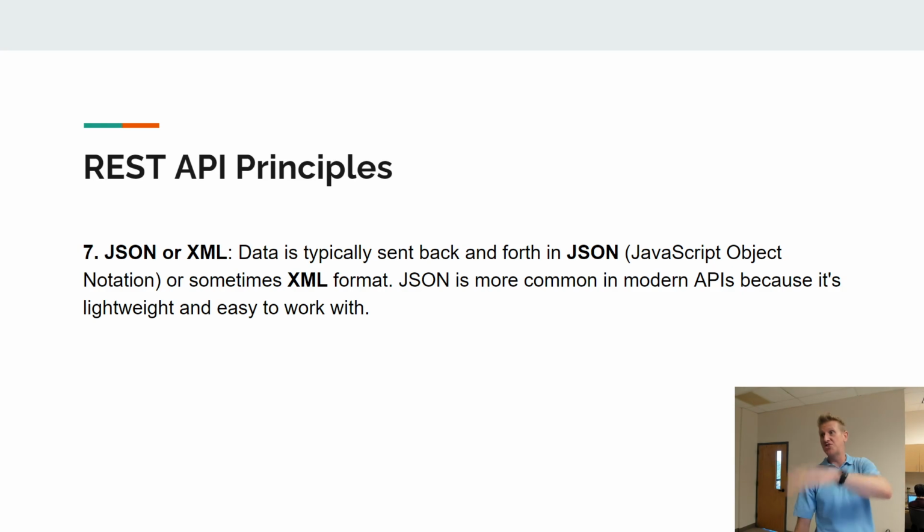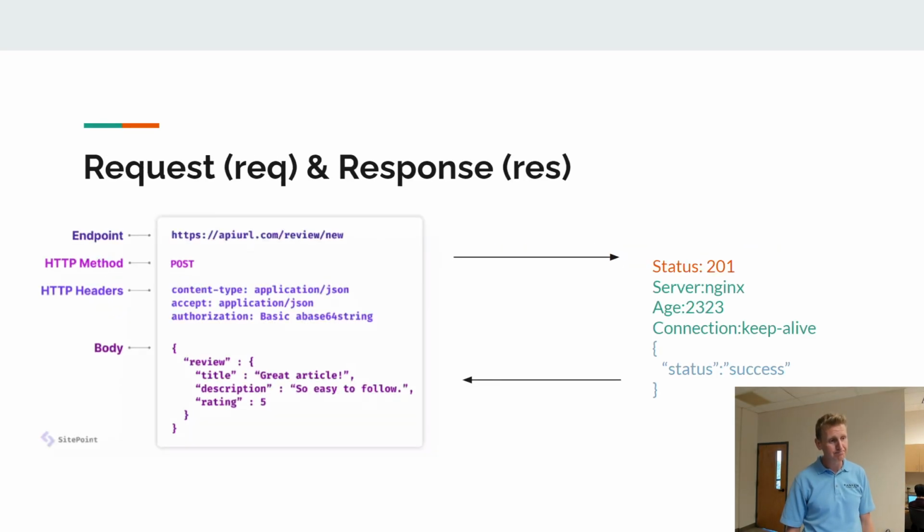REST loves JSON, JavaScript Object Notation. They look just like JavaScript objects, right? Remember, JSON is formatted key value pairs. There are no methods in JSON. It's just data. So RESTful APIs send back JSON, and that's a good RESTful API.